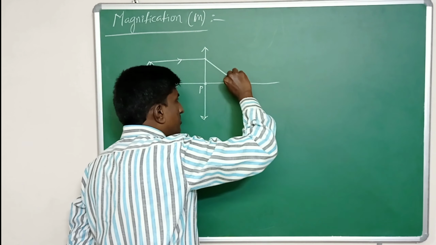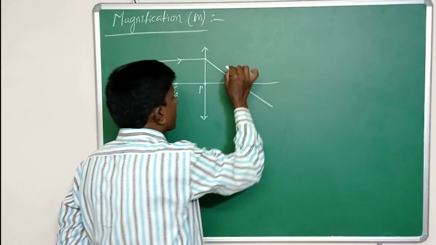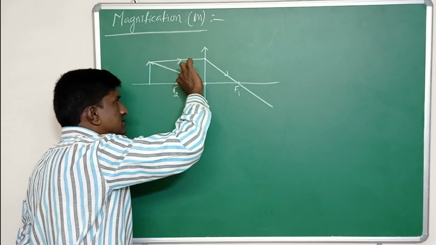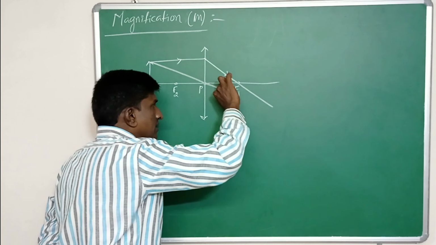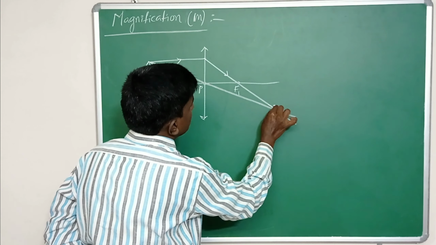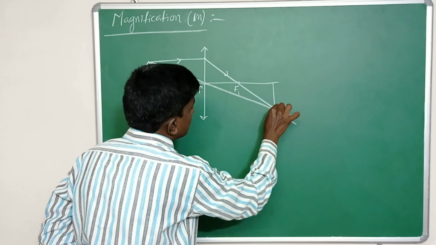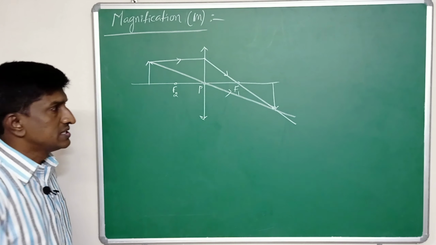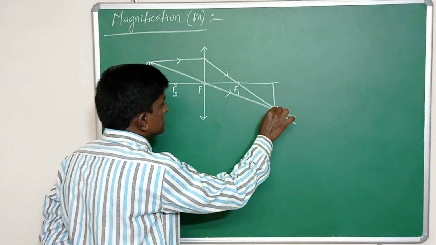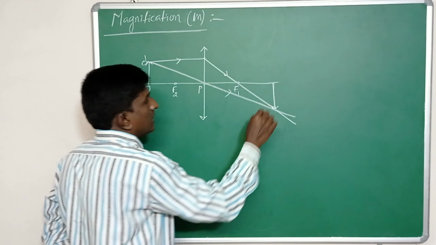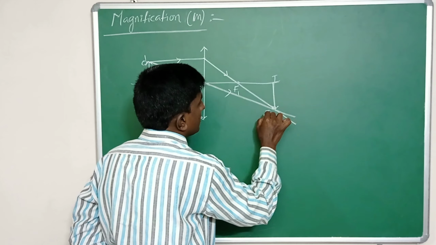After incidenting, it passes from the focal point, and one more light ray incidenting at optical center without deviation, it passes forward. So here the two refracted light rays intersecting, there the image is formed. So let us say the object is O dash and the image is I dash.